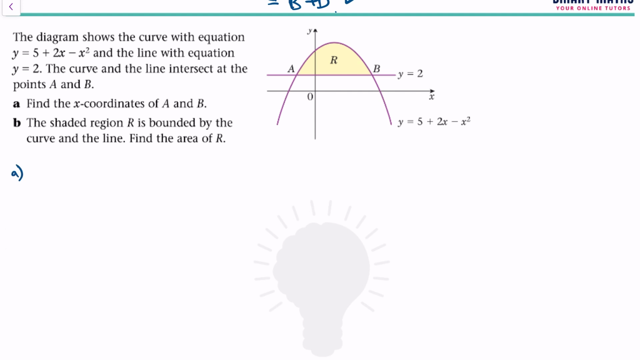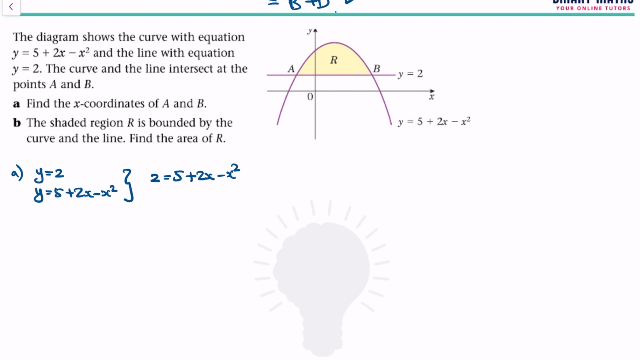Okay, so first thing I need to do is, because the curve and the line are intersecting at points A and B, I need to solve simultaneously, which means I've got y is equal to 2 and y is equal to 5 plus 2x minus x squared. Because they both have y as the subject of the formula, I can just equate the two things. So 2 is equal to 5 plus 2x minus x squared.